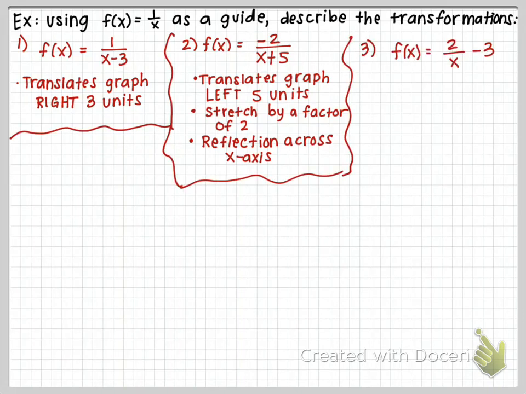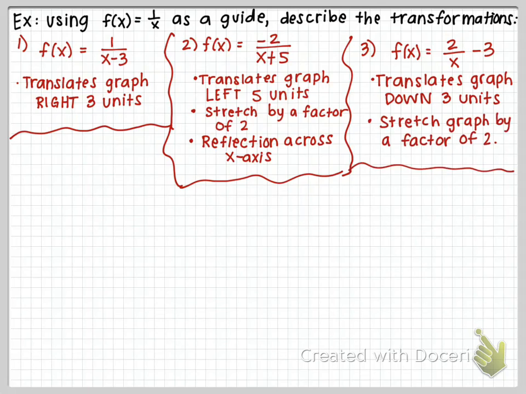Okay, number 3. f of x equals 2 over x minus 3. So what's going on from the parent function to this guy? Well, there's a 2 on top. That means we're going to stretch, right? The x, we're actually not going left or right. Look, the x doesn't have a minus or a plus after it on the denominator here. So we're just going to say that it doesn't go left or right, but it does go -3 for k. So it's going to go down 3 units and stretch by a factor of 2.